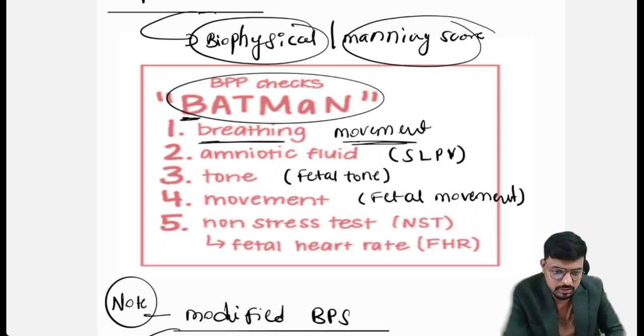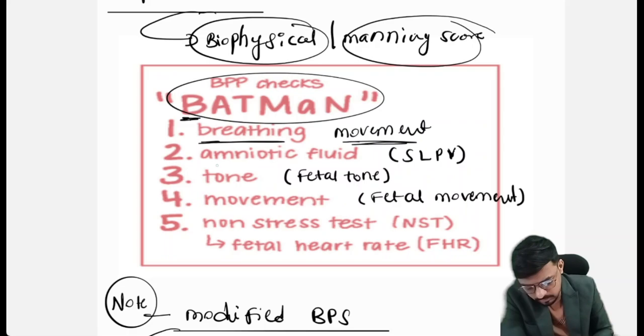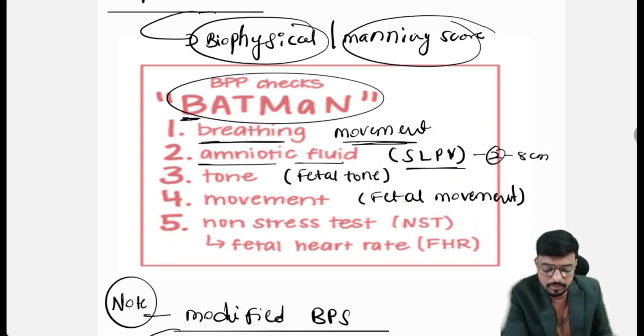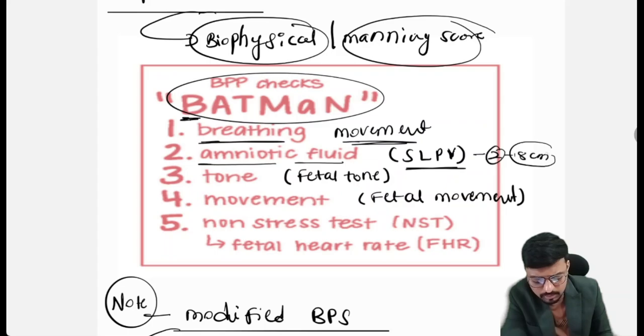If the breathing movements are absent, or the movement is less than 30 seconds, we give 0 marks. The second one is the amniotic fluid. I told you we will assess the single largest pocket volume, which should normally be 2 to 8 centimeters. If it is 2 centimeters, we give 2 marks. If it is less than 2 centimeters or the single largest pocket is absent, we give 0 marks. Normally the single largest pocket depth will be 2 to 8 centimeters.